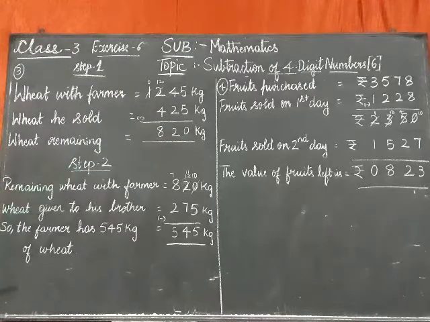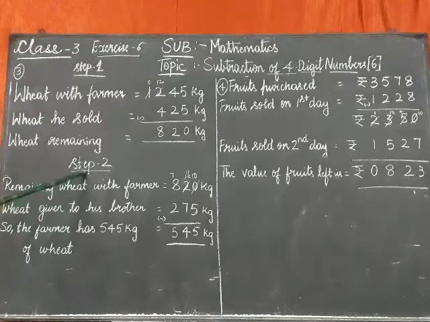What should we find out in the second step? He sold 425 kgs of wheat from the total amount, and 275 kgs of wheat he gave to his brother. To whom did he give? He gave to his brother. Now we should find out how many kgs of wheat he is having, left with him after selling and after giving to his brother. How much wheat he is having with him.